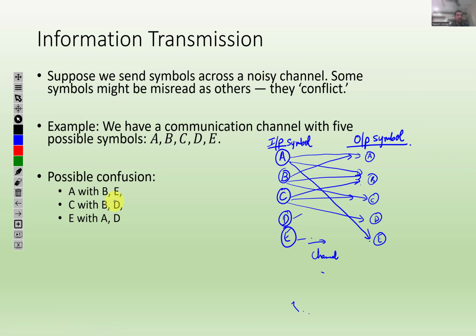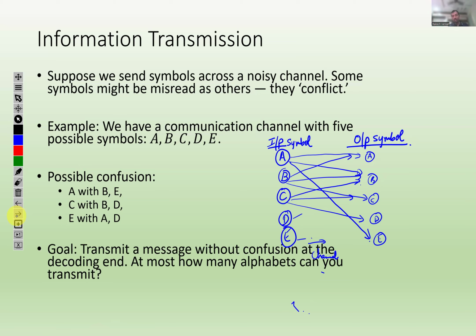If you send A and you receive A, that's fine. But suppose you receive a B. You don't know what the input symbol was that led to this B. For instance, it could have been A, it could have been B itself, or it could have been C. So the distinct letters that lead to the same output symbol are basically in conflict.